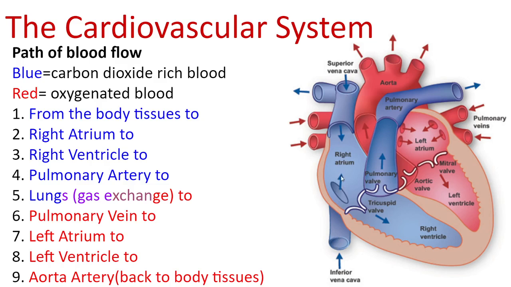It's low oxygen. This is where we're going to start our journey. Okay, so from the body tissues to the right atrium. Now the word atrium means like the room before. If you've ever gone to somebody's house, and they have an atrium, it's like a room before the room. That's where you're supposed to take your shoes off, or that kind of thing. If you're rich, you have an atrium.